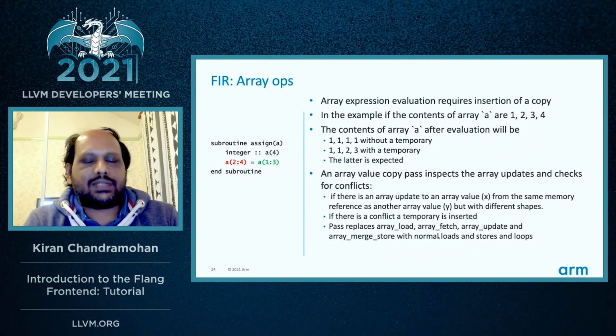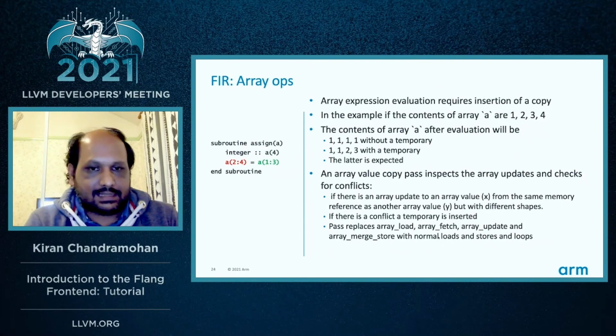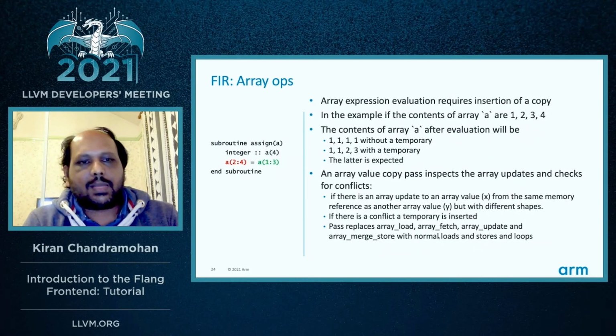If you don't copy the value of A into a temporary, and if you do this evaluation in a loop, what we will get is 1, 1, 1, 1. But if we instead copy this array value A into a temporary, and then do the second copy, then we will get back 1, 1, 2, 3. So what is expected in the standard is the latter. So Fortran array expression evaluation requires the insertion of a temporary.